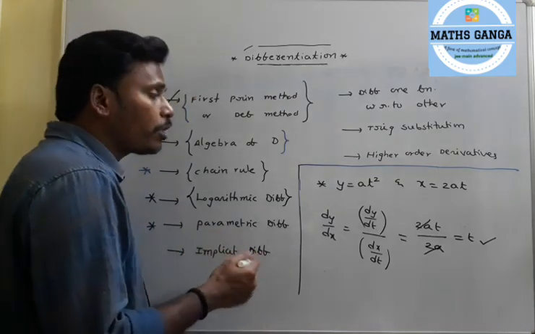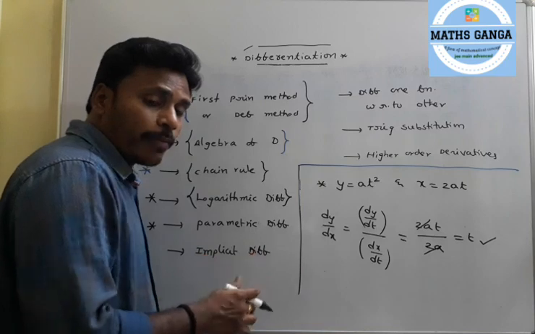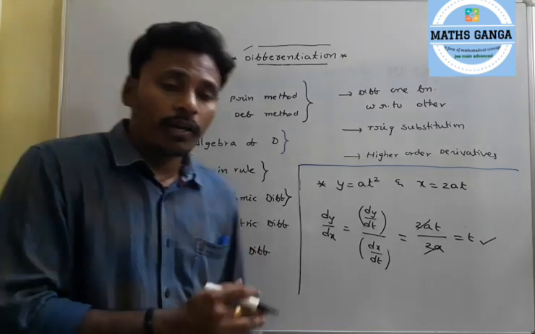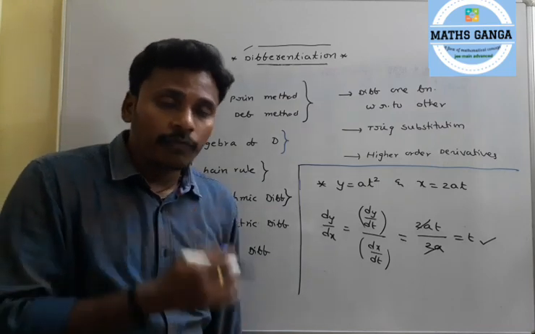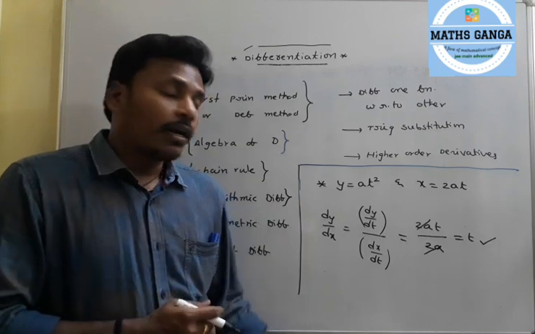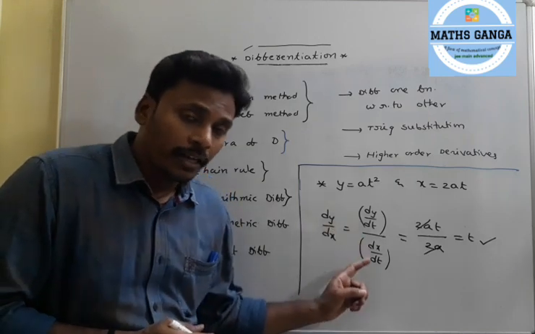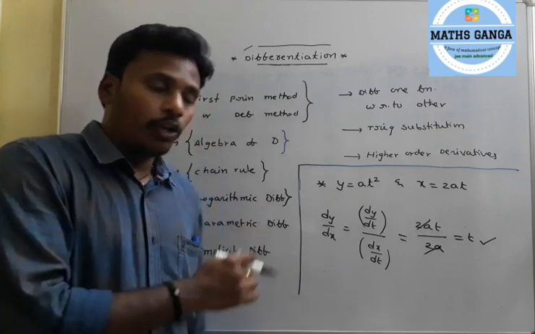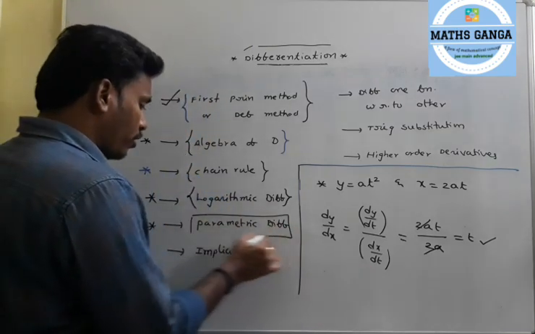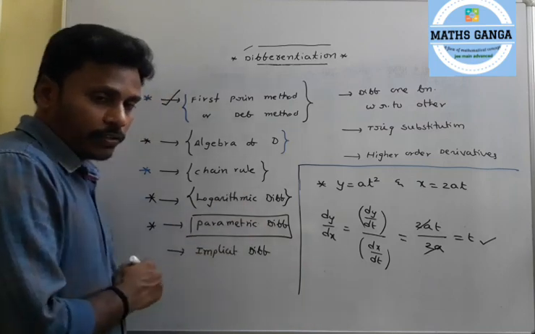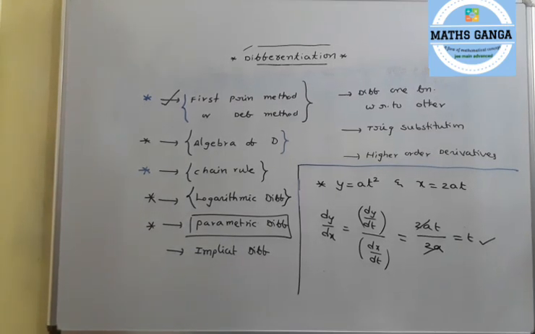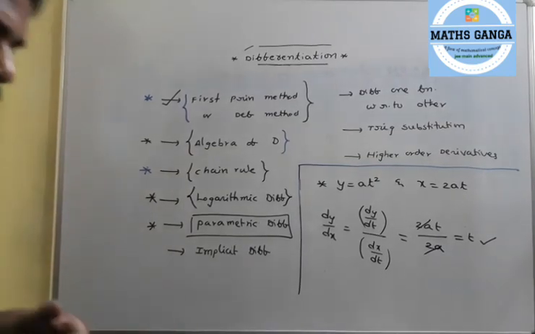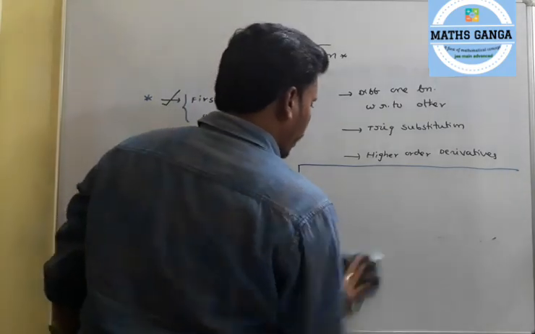This is about parametric differentiation. We won't find dy by dx directly. First we find the derivative of y with respect to the parameter, and then we find the derivative of x with respect to the parameter. At the end we write dy by dx as the derivative of y with respect to the parameter divided by the derivative of x with respect to the parameter. Have a look. After this, we need to think about implicit differentiation. All these are different simple methods related to differentiation.